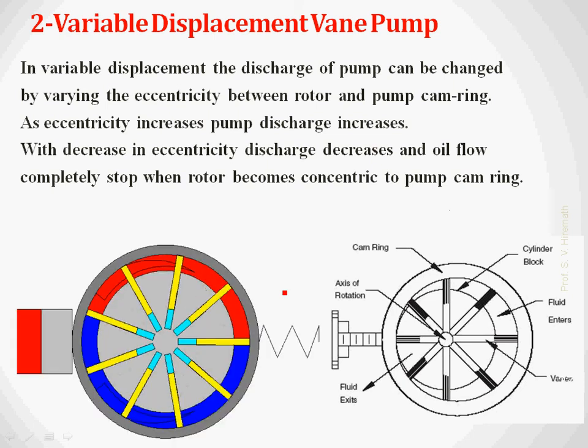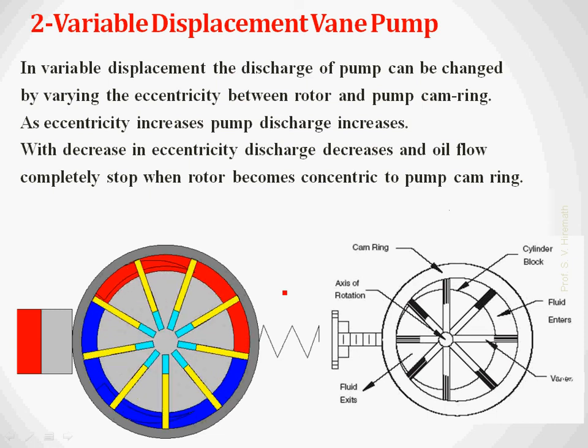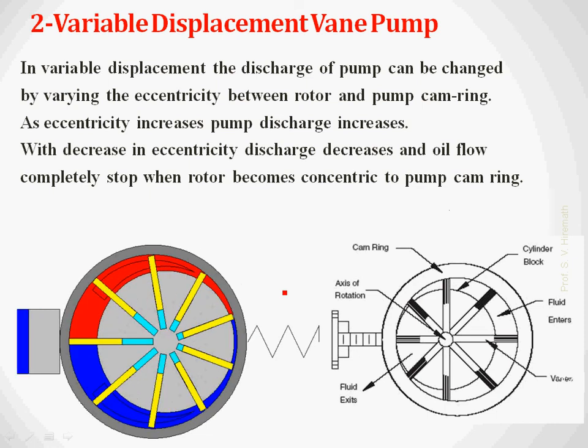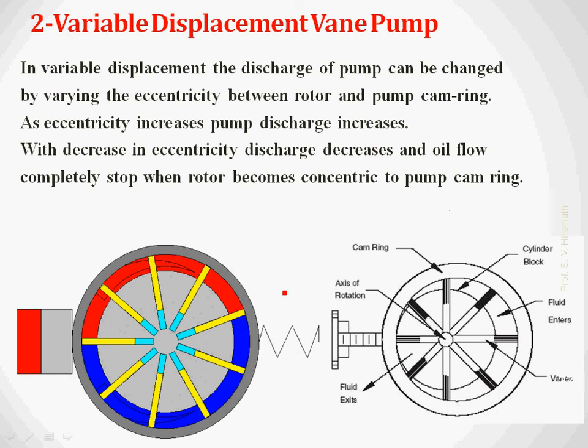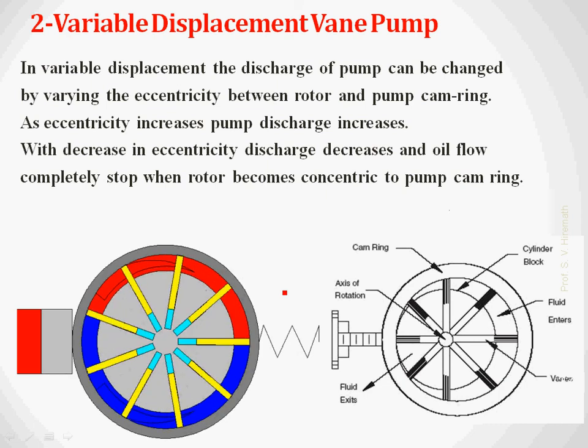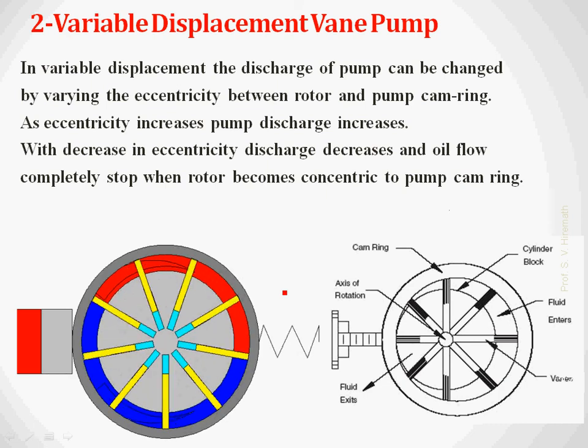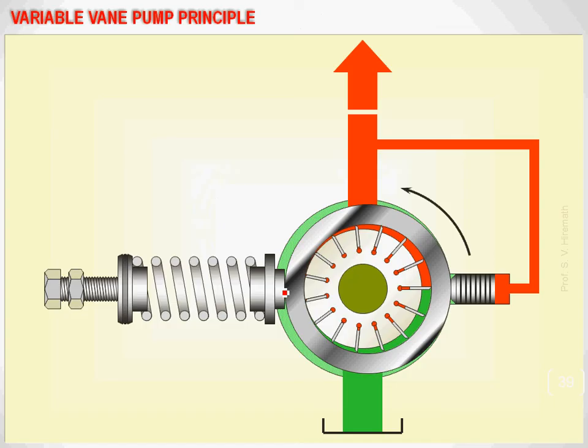Let us see how I am going to change it. See here, in this case I will be changing the eccentricity, so that I will be changing the amount of fluid which is coming from the outlet. In the first diagram, I will have some eccentricity between the cam ring and the rotor, and this outlet line I will be supplying to this smaller piston, which is going to act on the cam ring.